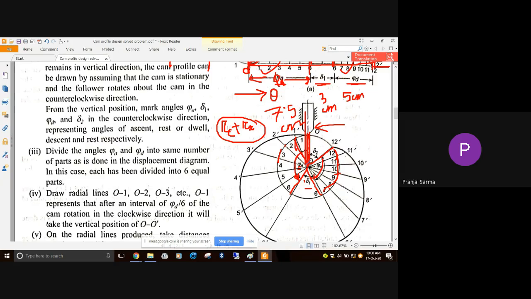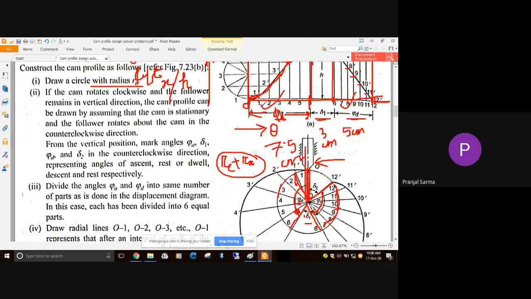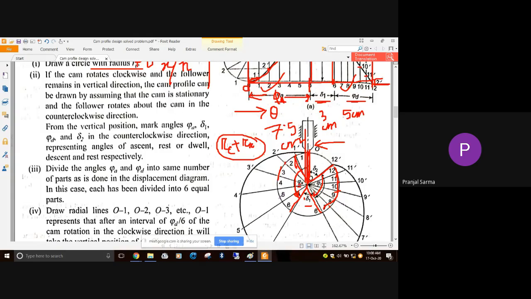Up to this much I hope the division is clear to everyone. Whatever names you have used here, suppose 1, 2, 3, 4, 5, 6, use the same divisions here. Similarly here it starts with 6, so we will start with 6, 7, 8, 9 and so on. So it corresponds to the displacement diagram, and that's why drawing the displacement diagram properly is very important. Next, the last step is remaining, which we have to consider.